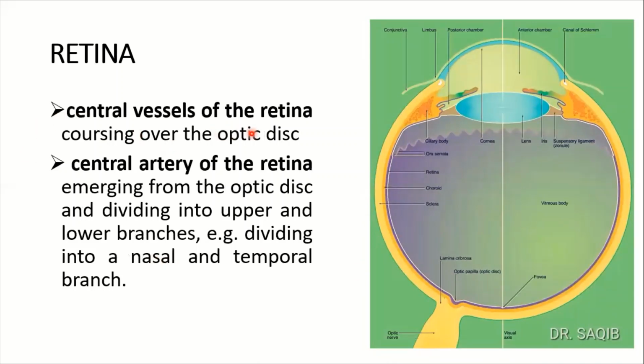So the central vessels of the retina course over the optic disc. Over here they course. The central artery of the retina, very important, is an end artery. It emerges from the optic disc and divides into upper and lower branches, for example, dividing into a nasal and a temporal branch. It's a branch of the ophthalmic artery. And as I told you, this is an end artery. If it is blocked, for example, in diabetes, right? So that would result in blindness.